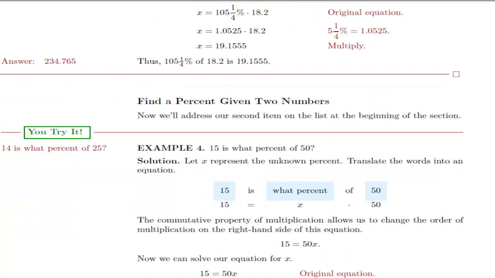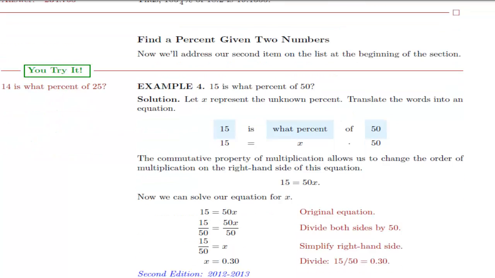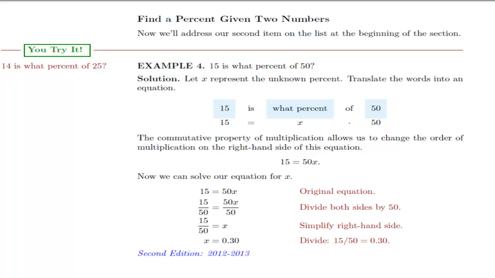Find a percent given two numbers. Now we'll address our second item on the list at the beginning of the section. Example 4. 15 is what percent of 50? Solution. Let x represent the unknown percent. Translate the words into an equation. 15 is equal to what percent, that is x, of, or times, 50. The commutative property of multiplication allows us to change the order of multiplication on the right-hand side of this equation. Thus, we get 15 equals 50x.